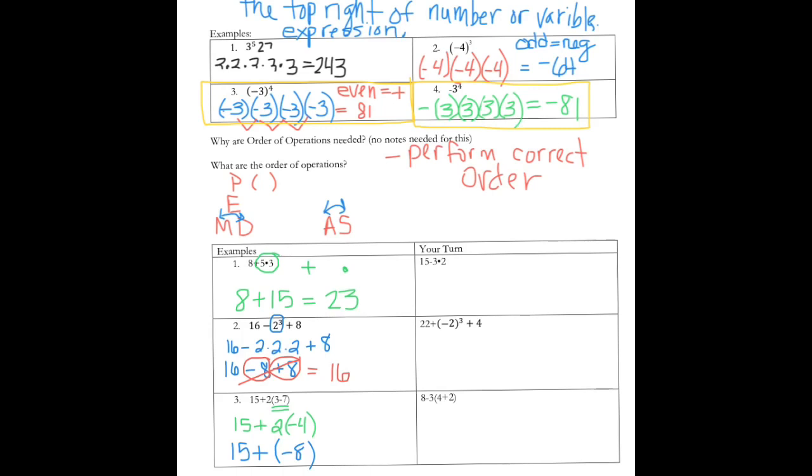Think back to your integer operations. I have a positive 15 and a negative 8. Are the signs the same or are they different? The signs are different. Different signs subtract. 15 take away 8 is 7. Keep the sign of the bigger number.